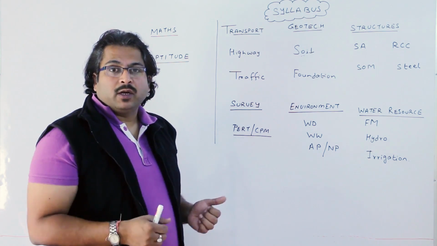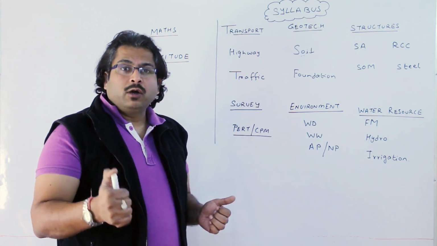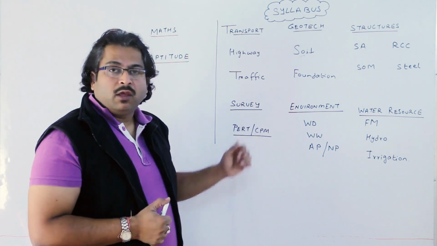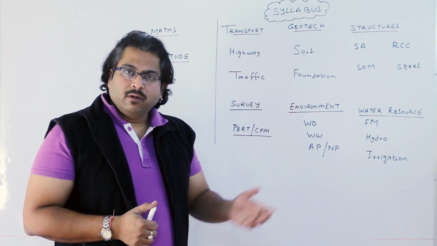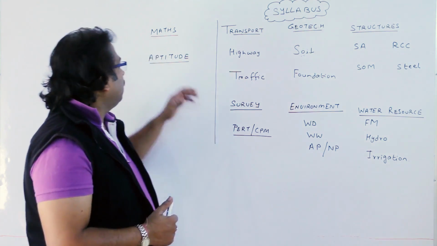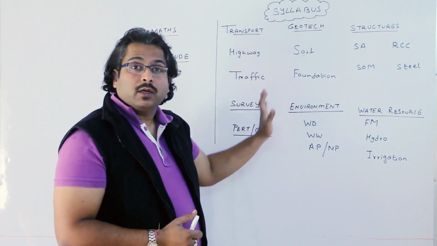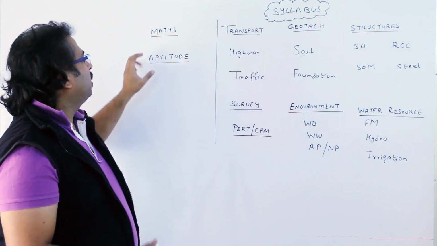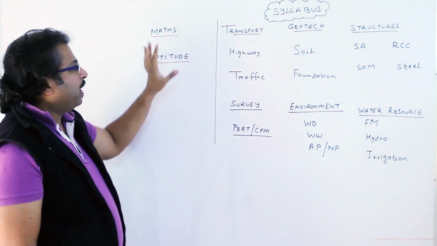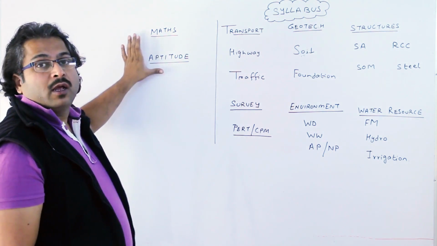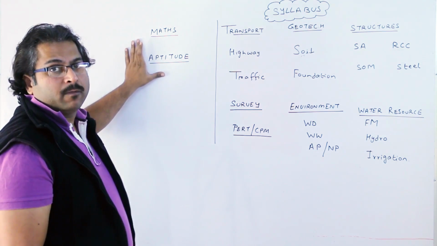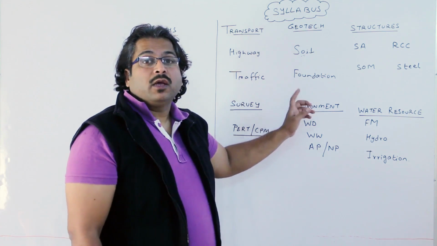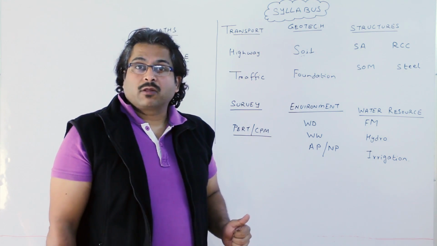Then project management. For building a good project, we should have proper management. For that, CPM was included in the last years. Then, apart from this technical part, there is one more part which is non-technical. That is maths and aptitude. Maths and aptitude carry approximately 30 marks, and the rest of the 70 marks is carried only by the technical subjects.